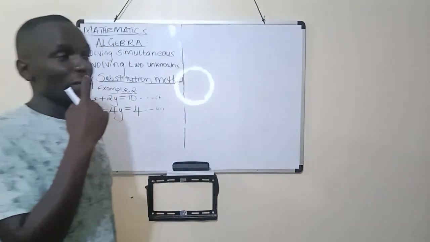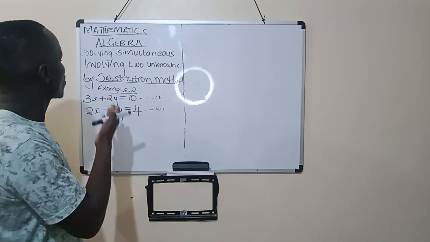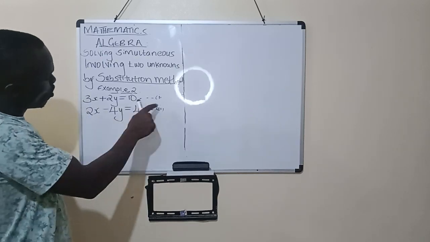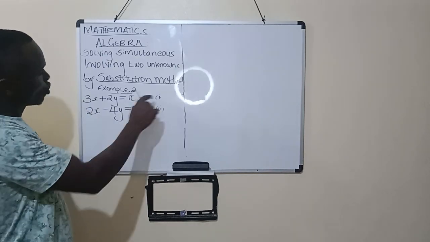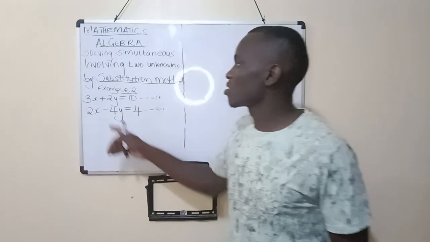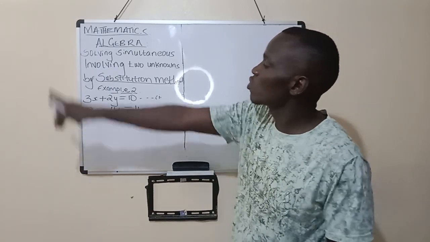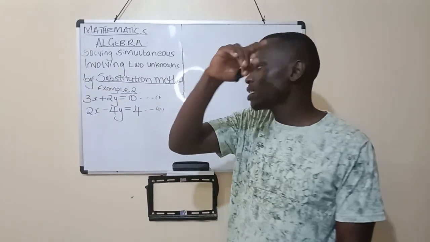Now, let's proceed. In this case, we are going to choose which one we will express in terms of the other. If you look at equation 1 and equation 2, equation 1 is quite complicated because of these three. But if we choose to express equation 2 so that we can substitute it in equation 1, it will be easier. What do I mean?